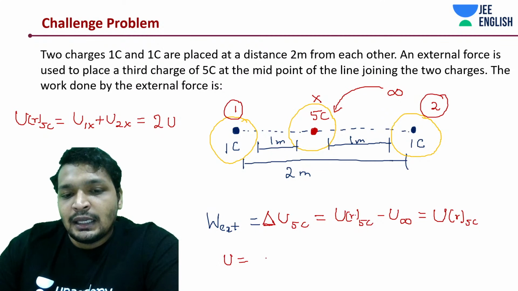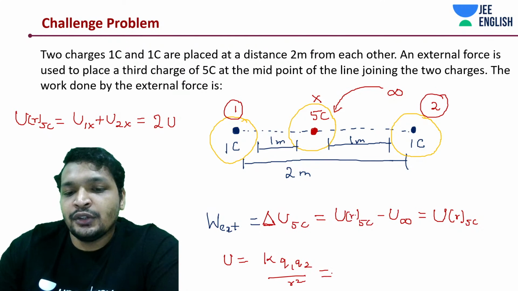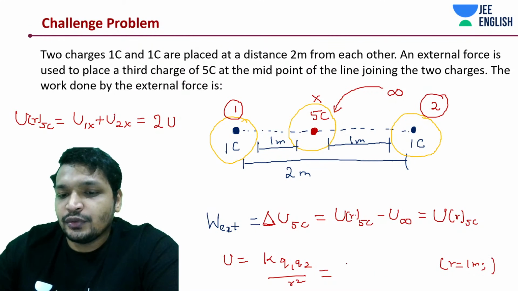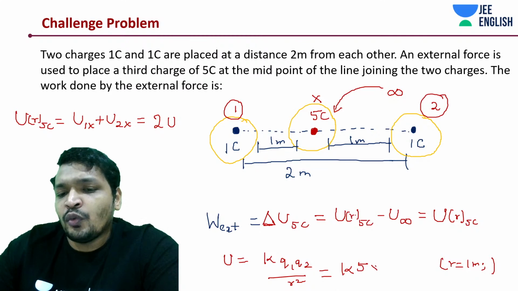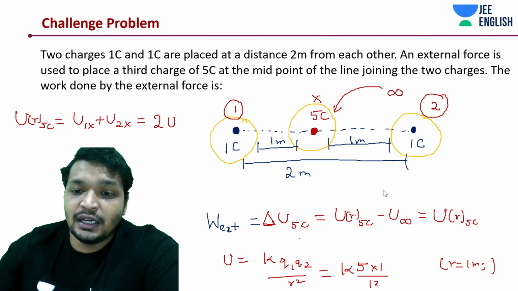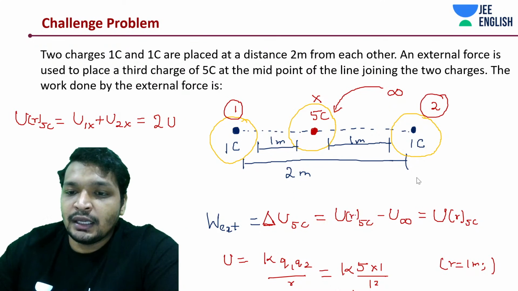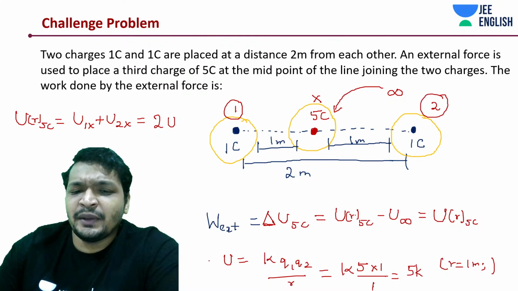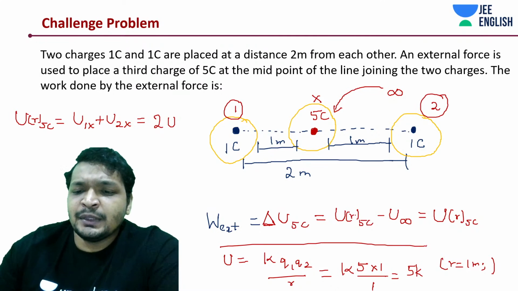U is nothing but K into Q1 Q2 by R square, and you know R is how much? R is equal to 1 meter, and you know the value of Q1 and Q2. K into 5 into 1 divided by 1, sorry, not R square, again my mistake guys, it should be just R. I often do this, it's not force, it's work done. So again let me correct this point, basically 1 again, so this is 5K, 5 times Coulomb's constant.